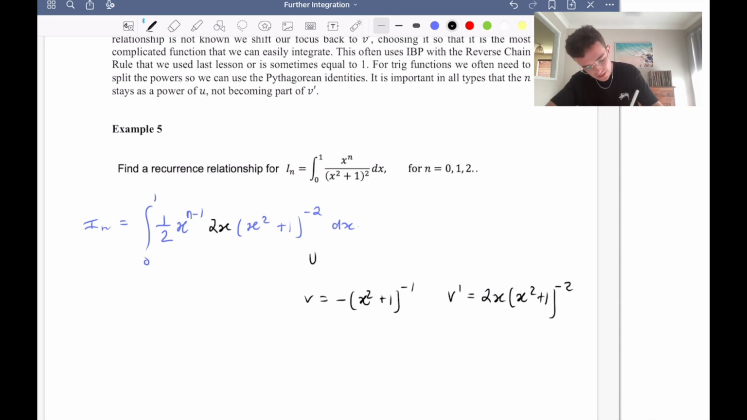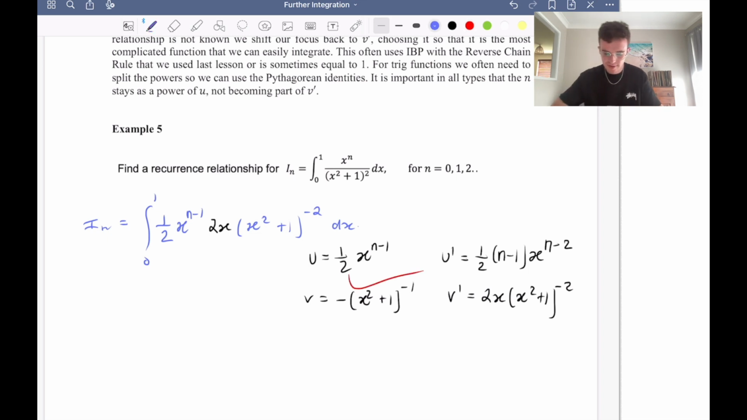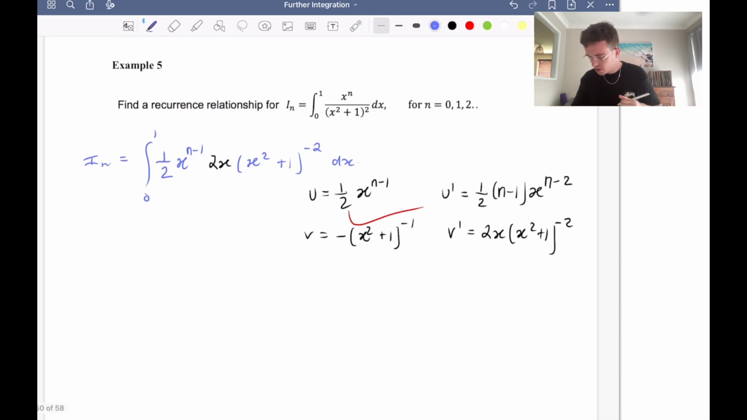So the other thing we have to let u is going to be a half x to the n minus 1, which means u dash is going to equal a half (n minus 1) x to the n minus 2. Let's integrate by parts. How fun. So this is going to equal, times those together, we get minus a half.